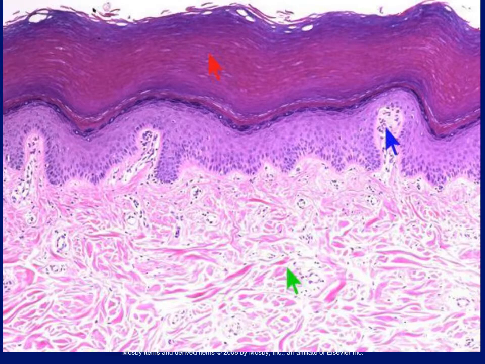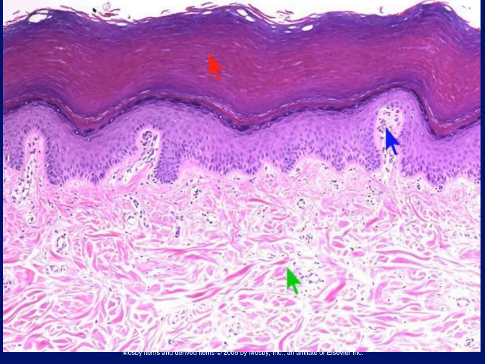So here's a photomicrograph of the skin, and basically looking at what you saw on the last slide, where would you say the dense irregular connective tissue would be? Is it the red arrow, the blue arrow, or the green arrow? Well, if you said the green arrow, you're correct. The green arrow contains a lot of dense irregular fibrous connective tissue. You can see that it has nice thick fibers, but the fibers are oriented every which direction. It seems almost to be like an abstract painting.